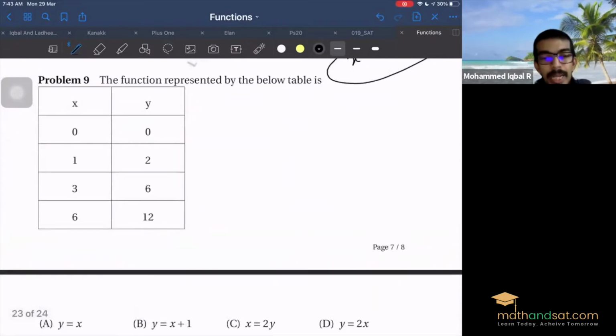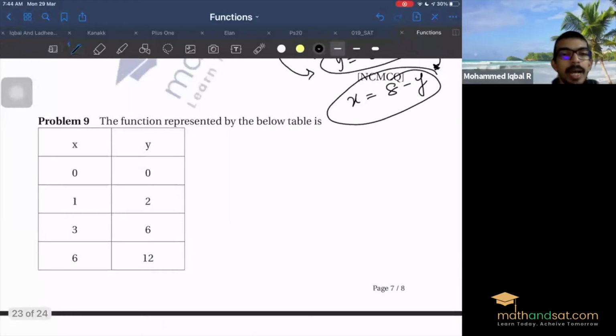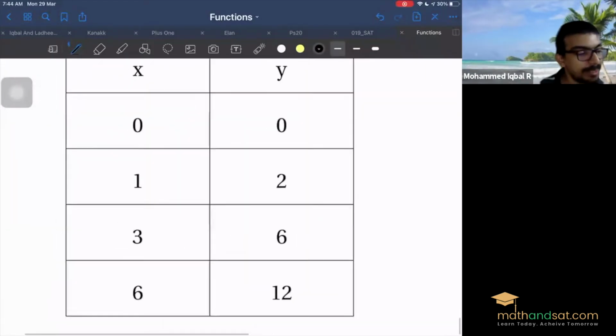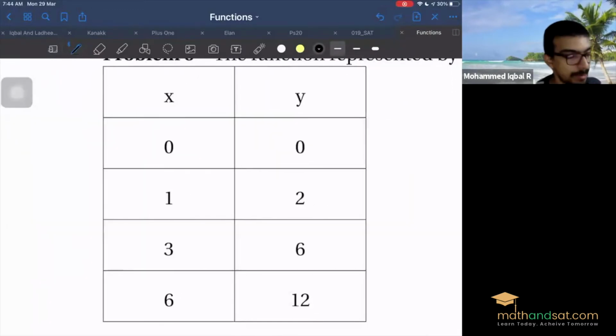Okay, let's go to question number 9. The function represented by the below table is... Now we have a table given here. And I haven't really told you how to get the expression for the function from a given table. We will see that. Given a table of values, how do you find the expression? How do you get the graph? We have not discussed this yet. But in this case, it's much easier actually. You just need to observe things.